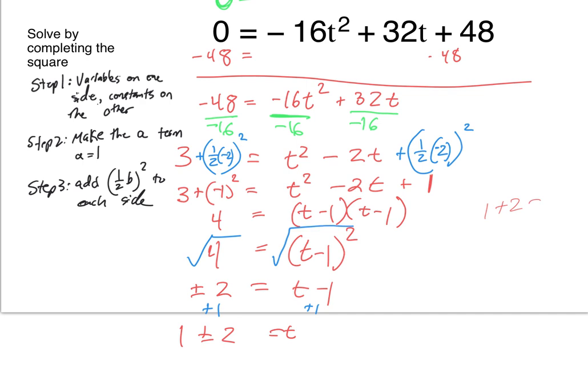1 plus 2 is 3. 1 minus 2 is negative 1. So my two answers are t equals 3 or negative 1.